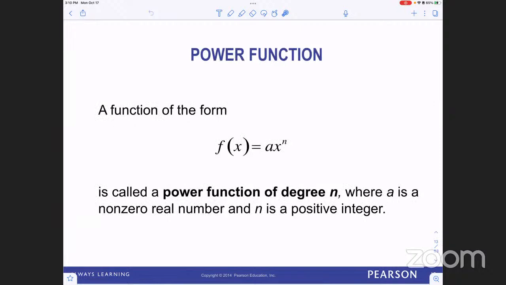A function of this form is called a power function of degree n, where a is a non-zero real number and n is a positive integer. So a power function is basically f of x equal to a monomial, where the leading coefficient is a non-zero real number and n is a positive integer.